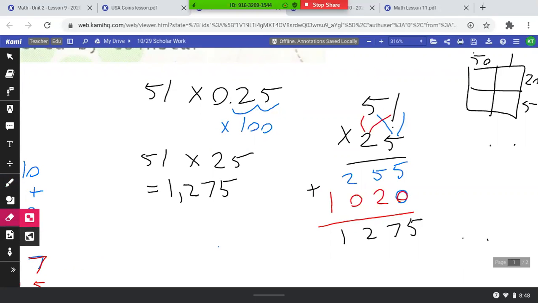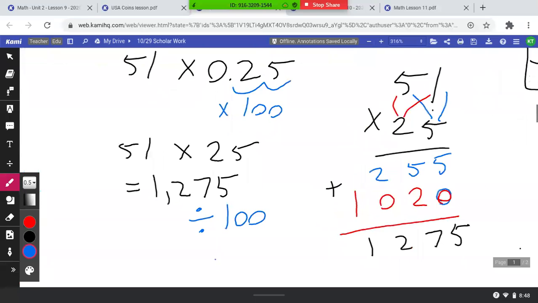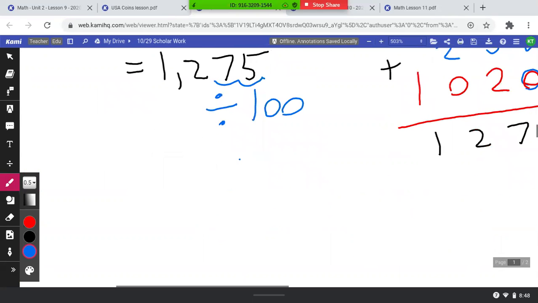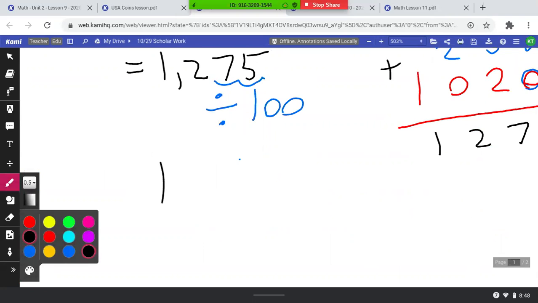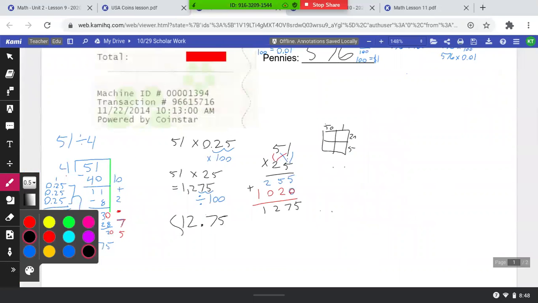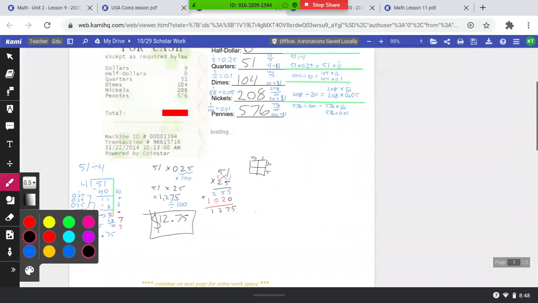Am I done? No, because I multiplied by 100 to get it to a friendly place value. So now I need to do the opposite, and I need to divide by 100. So when I do that, the decimal point is here. We move it 1, 2. And our final answer is 12 and 75 hundredths. So 51 quarters equals $12.75.